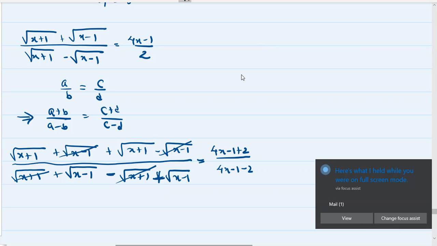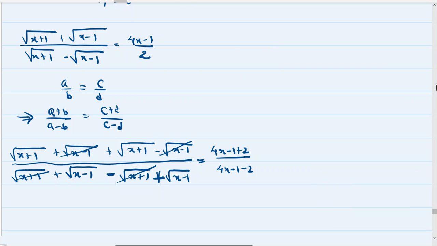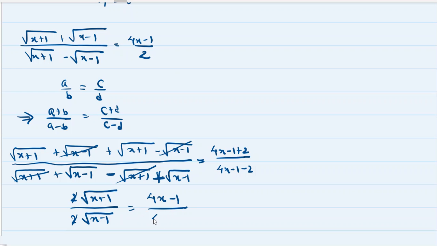Okay, so you get 2 root x plus 1 upon 2 root x minus 1, the 2 gets cancelled, is equal to 4x minus 1 upon 4x minus 3.